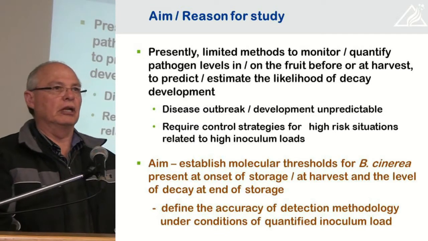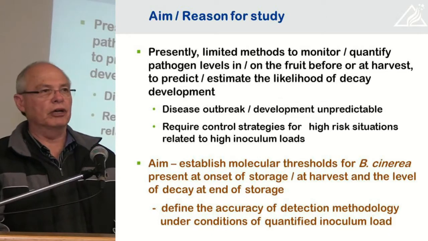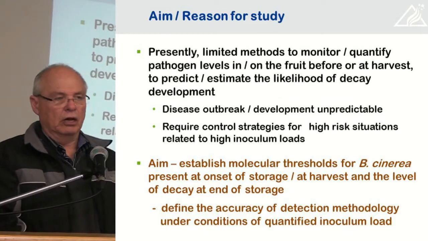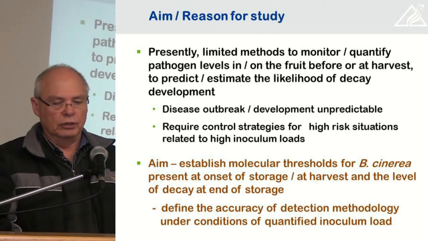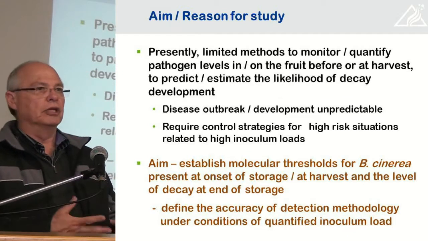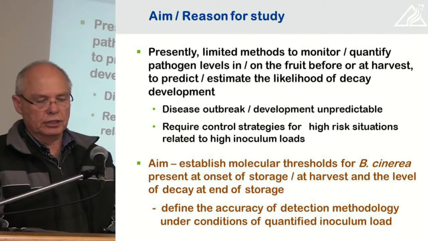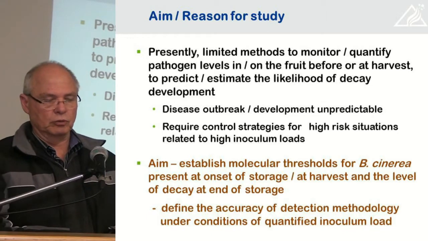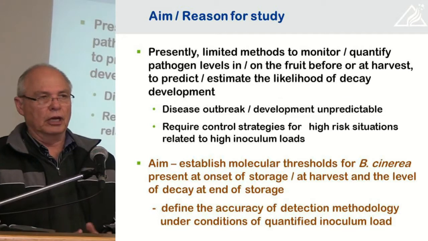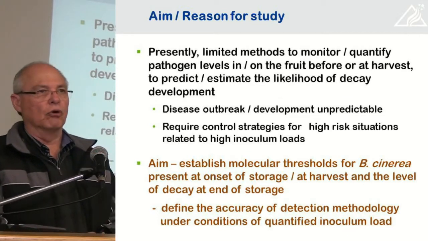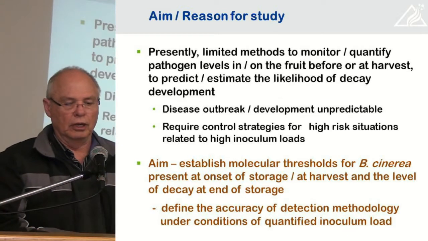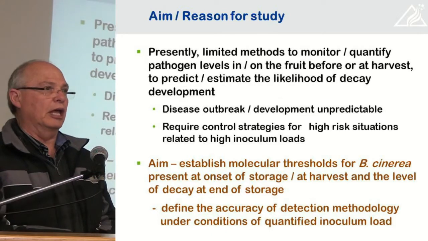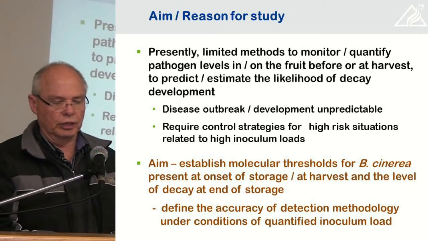Presently, there are very limited methods to monitor or quantify pathogen levels in or on the fruit at harvest, to try and predict or estimate the likelihood of decay development. Disease outbreak development is very unpredictable, as you know, from the last couple of years as well. We also require control strategies for high-risk inoculum loads, to try and prevent decay, or to know at least what will happen with the fruit during storage.